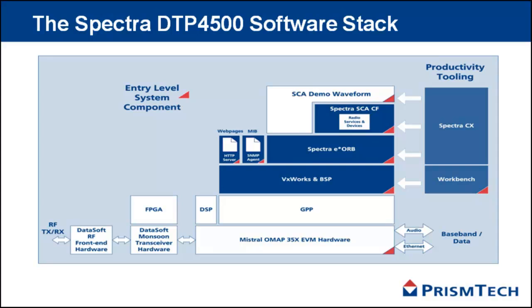Starting on the Mistral EVM, the entry-level system components hosted on the GPP are the VxWorks RTOS, the Spectra eOrb and core framework. The platform is integrated with radio services, an HTTP server for human-machine interfaces, and a demonstration waveform for a working platform right out of the box. For productivity tooling, Workbench is included as an entry-level component. We do recommend the Spectra CX option for SCA code generation and validation.